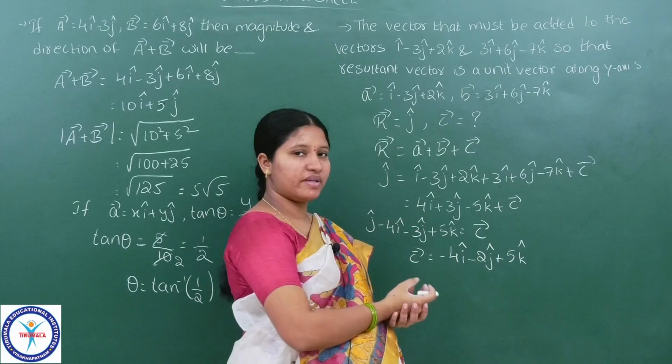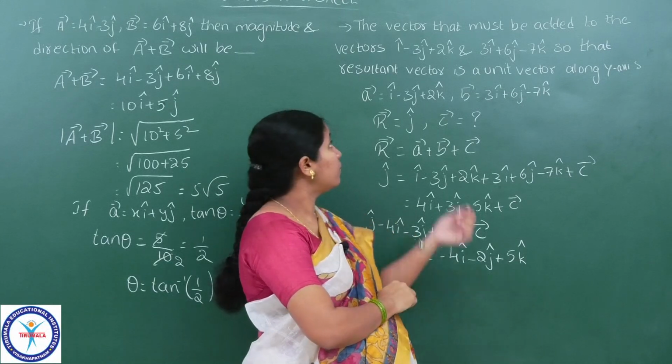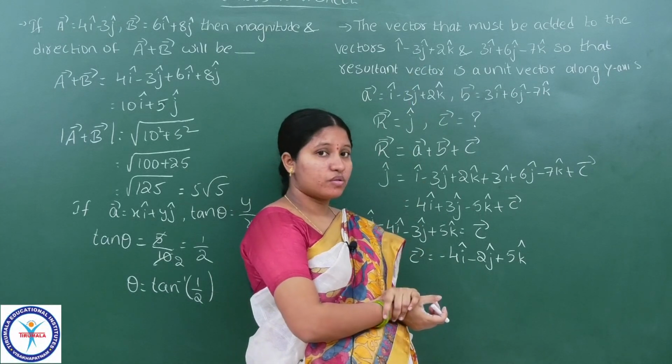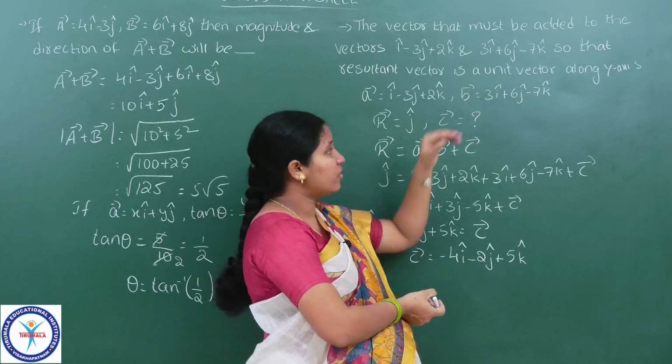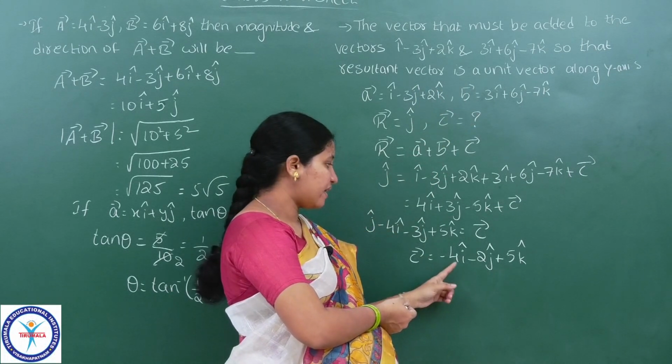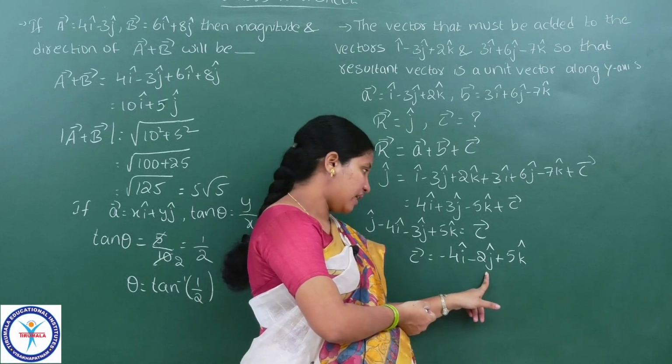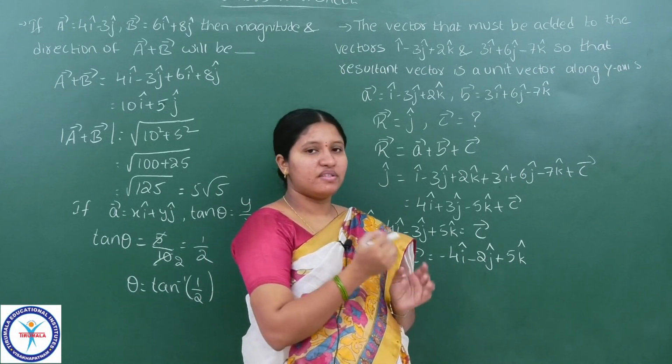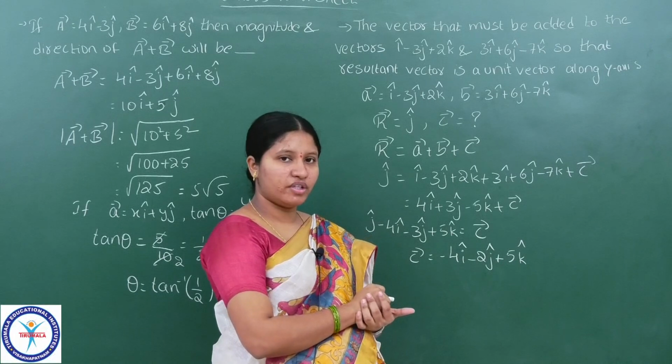So hence the vector that must be added to A bar and B bar so that the resultant is a unit vector along the y axis is c bar equal to minus 4i cap minus 2j cap plus 5k cap, which is the required vector that we needed to find.